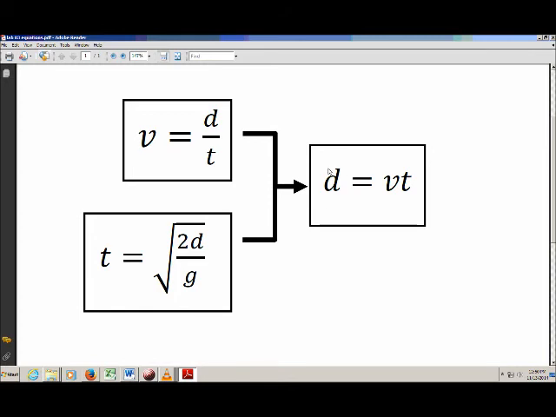But this horizontal range is simply going to be v times t. So this v that we calculated times this t that we calculated. So launch speed times the time of flight gives us the horizontal range.